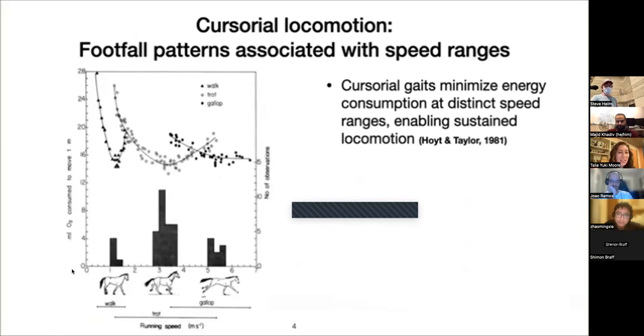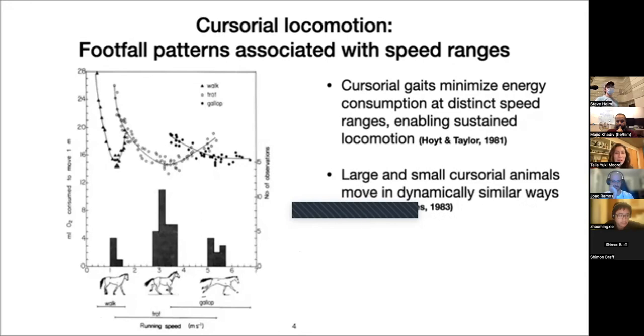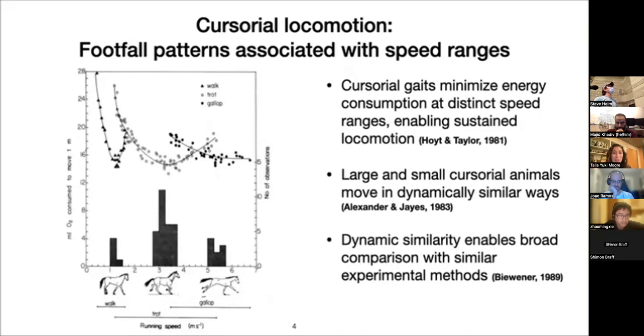What you see here is a study done by Hoyt and Taylor in 1981, where you have the running speed of different horses and then the oxygen consumed by those horses on the y-axis. The different gaits are represented by these diagrams here. And what you see is that they select different gaits in different speed ranges, and those coincide with minima of the cost of locomotion, that oxygen consumption. So for cursorial animals, we can assume that they move in dynamically similar ways. So we can actually use the same dynamic model to describe their motion, and we can use similar experimental methods to study them.